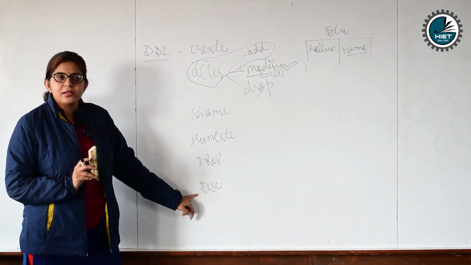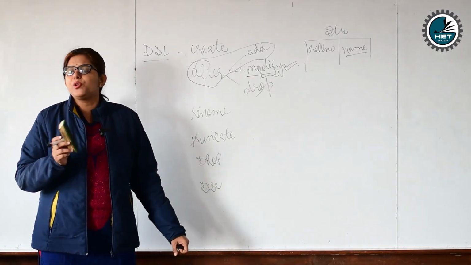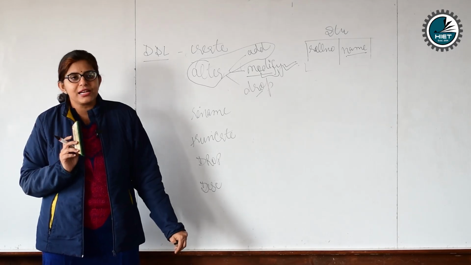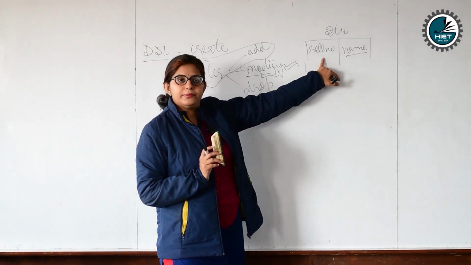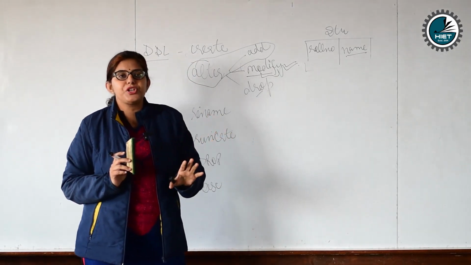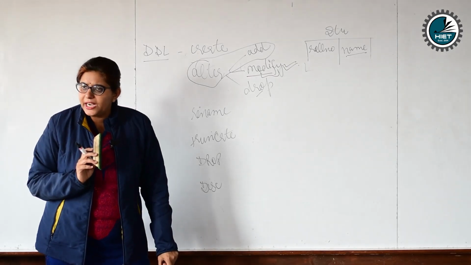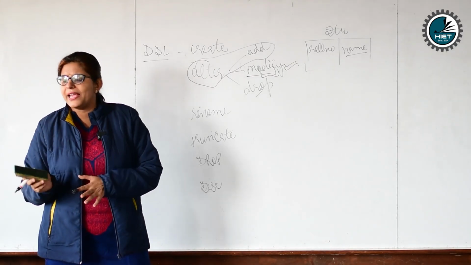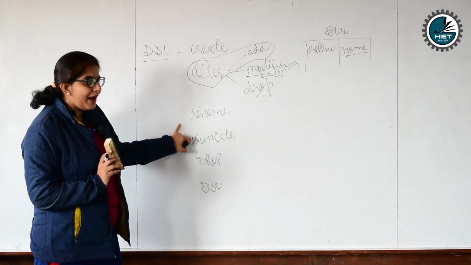Now the next one is describe command. Describe command is just like I say, describe yourself, so you will tell about yourself. So describe table command will tell about the table. It will give the whole information about the table, which are the columns in the table, what are their data types, what are their different sizes, all the information about the table. I think all these commands are clear now.